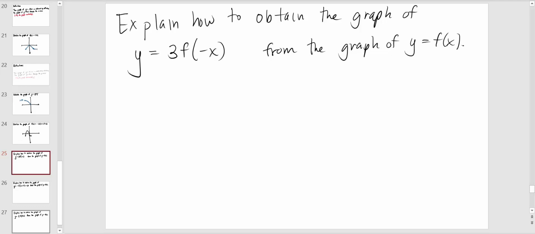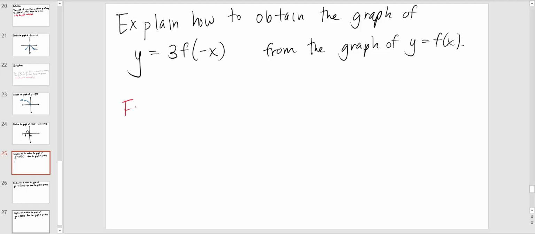This first one says, explain how to obtain the graph of y equals 3 times f of the opposite of x from the graph of y equals f of x. We're going to explain these steps in the order that you would apply them, in the order of operations. Sometimes that won't matter, sometimes it does. To play it safe, just follow the order of operations. So in the order of operations, the first effect would be this negation on the x. On the inside of the parentheses, directly on the x, those are horizontal effects. And when you multiply by a -1, that's a reflection. So this is a horizontal reflection, or a reflection over the y-axis.